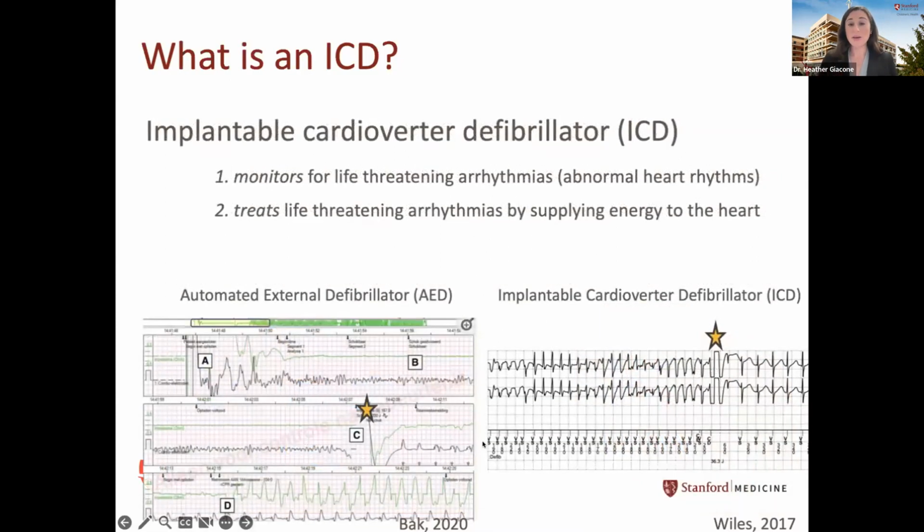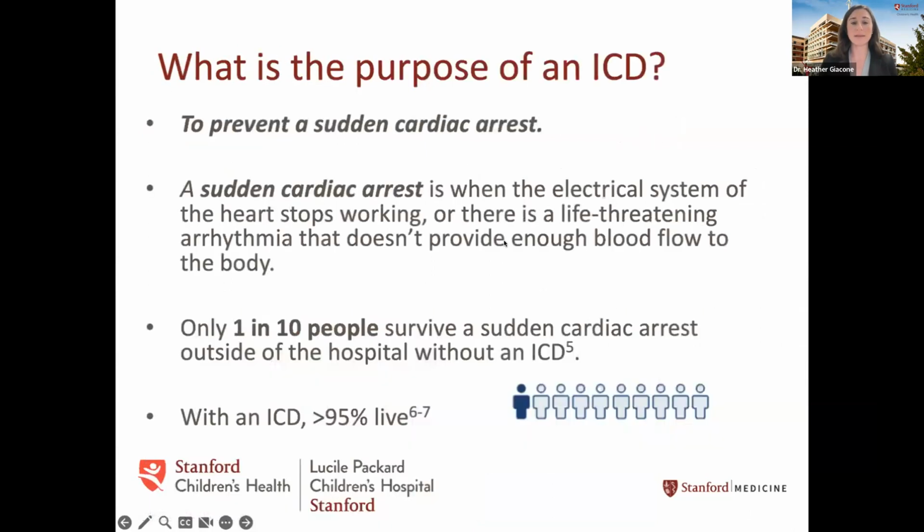So a common question is, how do these machines see the abnormal rhythms, and what does it look like? I provided two strips for you of an abnormal rhythm. You can see ventricular fibrillation. At the point where the star is, the machine has detected that abnormal rhythm, provided energy, and restored the rhythm. The same thing is done on this side for the implantable cardiodefibrillator. Both of these machines work similarly, but the implantable cardiodefibrillator you can carry with you at all times.